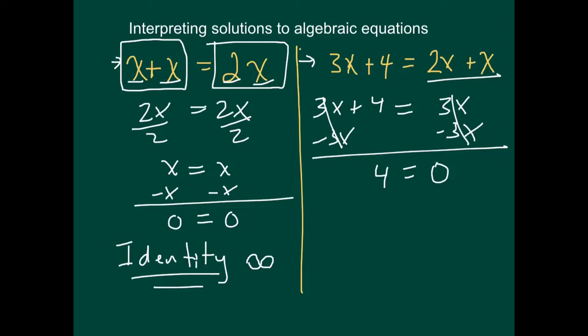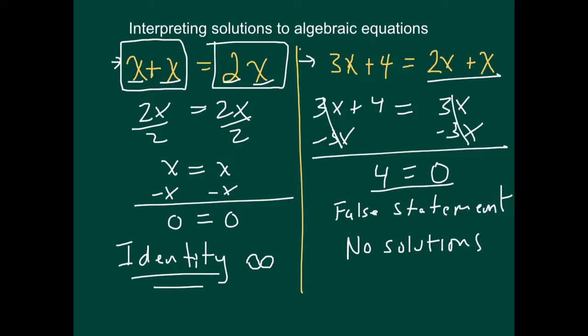4 equals 0. So that should set off a few alarm bells in your head. The last time I checked, 4 was not equal to 0. So this is essentially what's called a false statement. Don't lose your number instincts here. 4 is never going to be equal to 0. If you get a false statement, then there are no solutions. Okay, so a false statement means there are no solutions. Something that's always true, 0 equals 0, is going to be an identity. In other words, there's an infinite number of solutions.